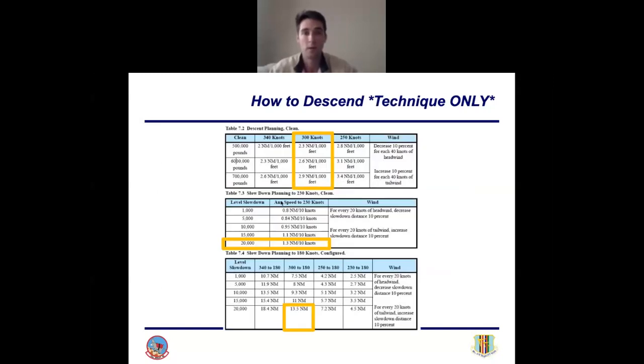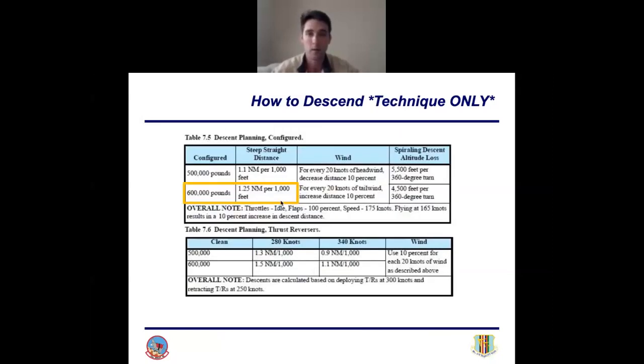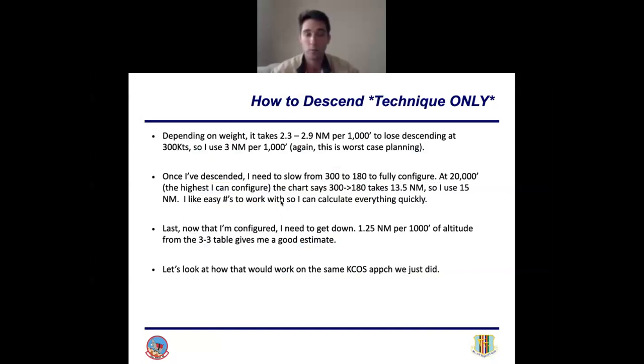And that is from this chart at the top right here. You'll see the 300 knots is highlighted. So at 500, 600, and 700,000 pounds, it takes either 2.3, 2.6, or 2.9 nautical miles of distance to lose 1,000 feet clean at 300 knots. So I just round up the worst case scenario for easier math in the jet, and I use 3 nautical miles per 1,000 feet. So once I've descended at 300 knots clean, I need to slow down to configure.